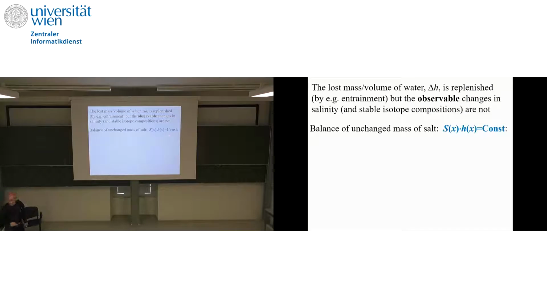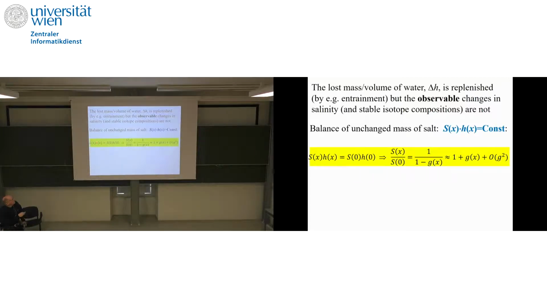So if we think about the conservation of mass of salt, then the salinity at point X times the height at point X should be constant anywhere, because we have not removed any salt molecule. And therefore, what you get from it is that the salinity at distance X over the salinity at X equals 0 happens to be just 1 over 1 minus G, just work out the algebra. And if G is small enough, then you can expand it to first order and get 1 plus G, the same G that we had when we had the mass of water.